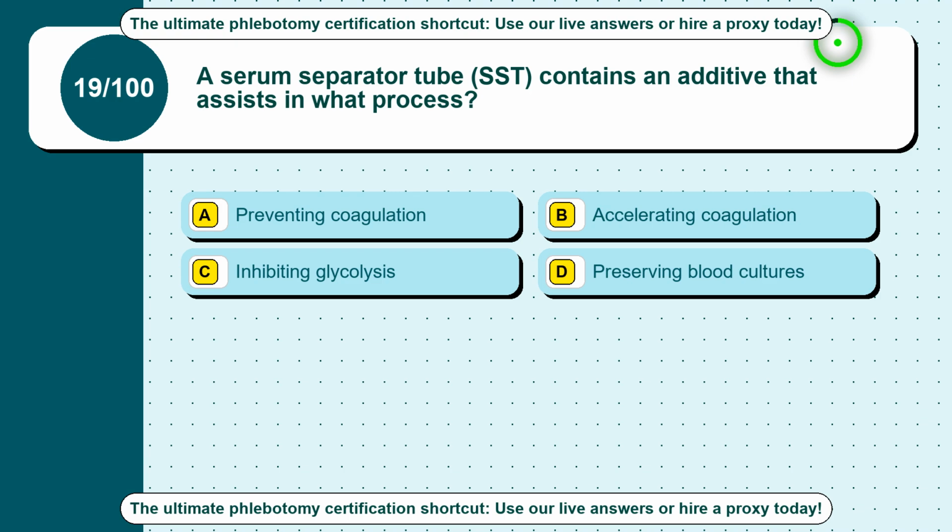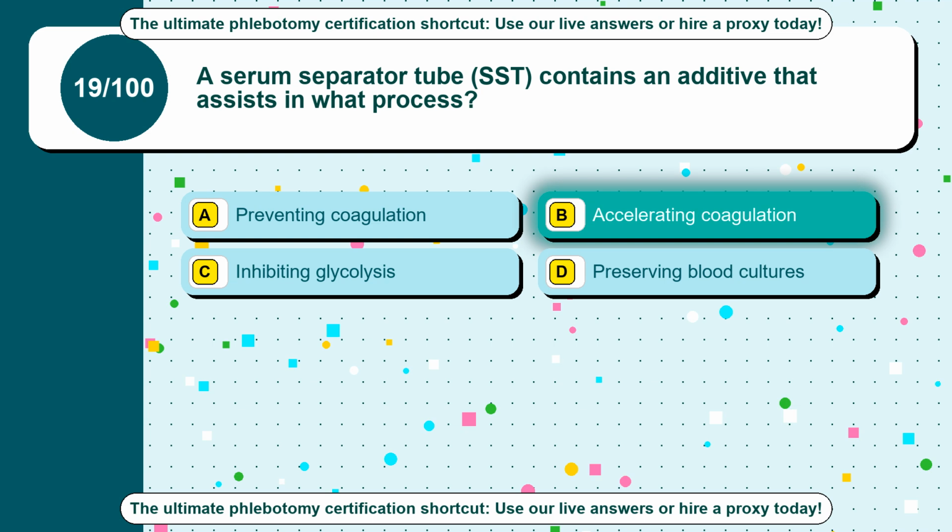Question 19. A serum separator tube, SST, contains an additive that assists in what process? Option A, preventing coagulation. Option B, accelerating coagulation. Option C, inhibiting glycolysis. Option D, preserving blood cultures. The correct answer is option B, accelerating coagulation.